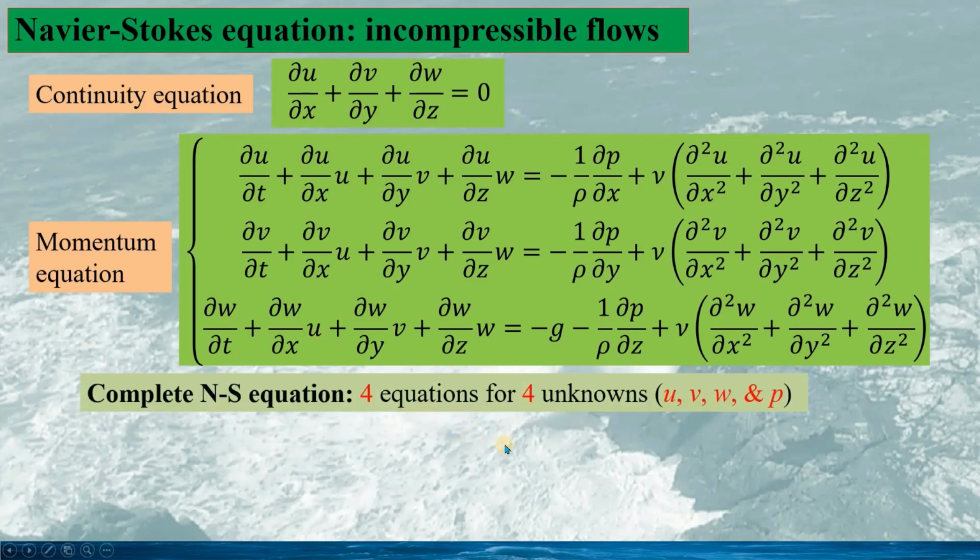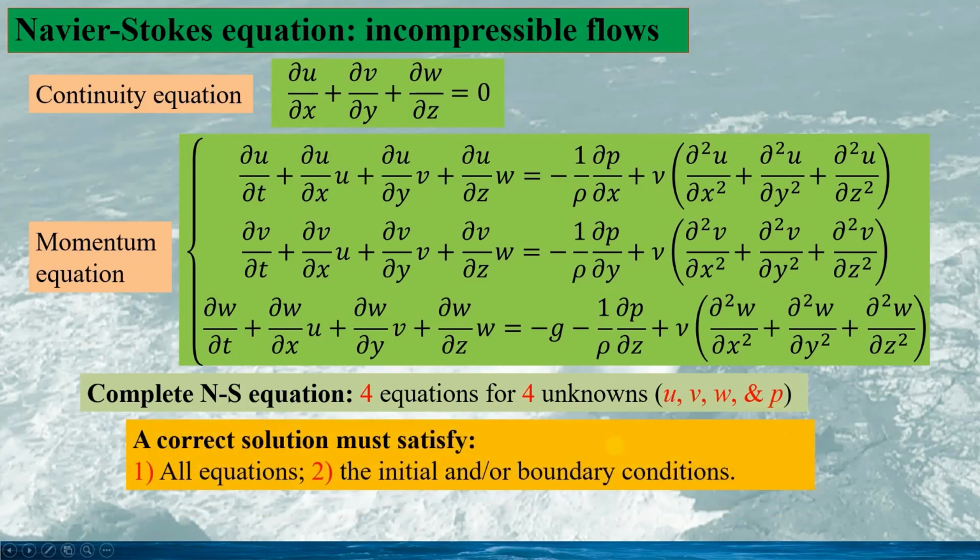This Navier-Stokes equation is a complete fluid dynamic equation. Here, we have four equations, and there are four unknowns: the velocity components u, v, w, and the fluid pressure P. For a correct solution to the fluid dynamics, the solution must satisfy the equations and the relevant initial and boundary conditions.